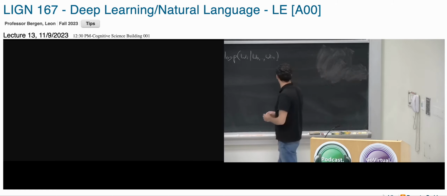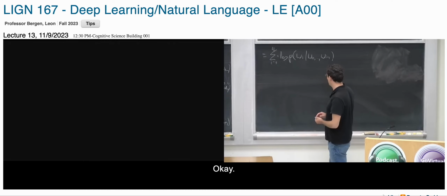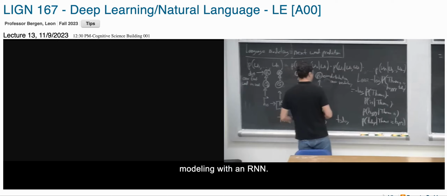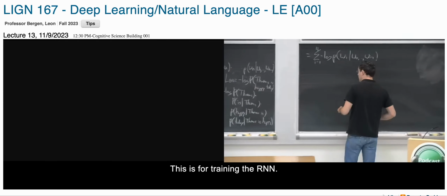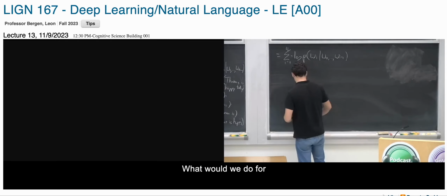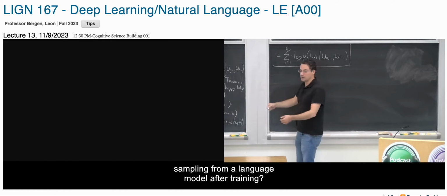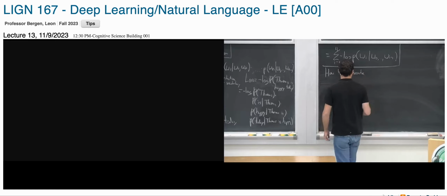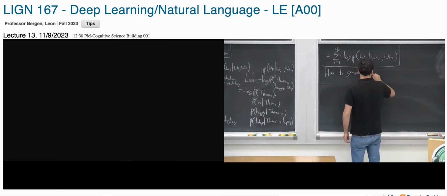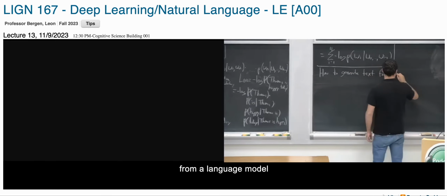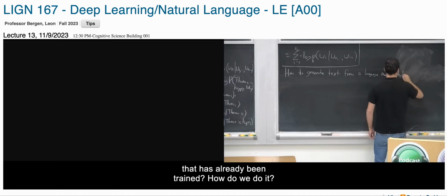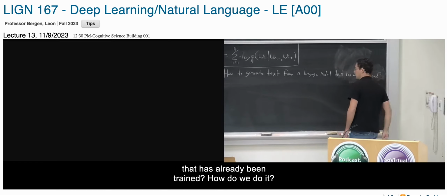Okay, I'm going to talk about one more thing. We talked about how to do language modeling with an RNN. This is for training the RNN. Let's actually talk about two more things. What would we do for sampling from a language model? After training, how do we generate from a language model that has already been trained?